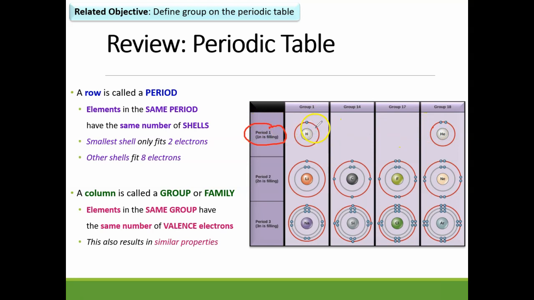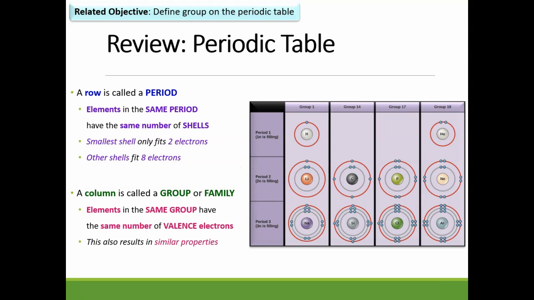That small shell can actually only fit 2 electrons, and then it's considered full. That is why helium is considered a noble gas, because its shell is actually full with 2 electrons. Even though that doesn't necessarily fulfill our octet rule, that octet rule is related to larger shells that can actually fit 8 electrons, like in period 2 and period 3.